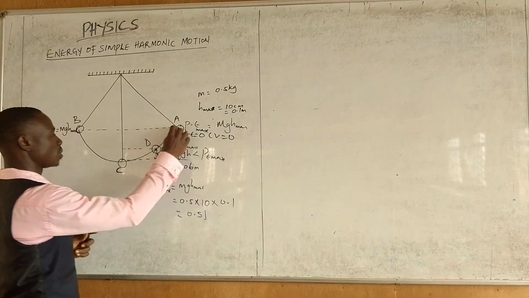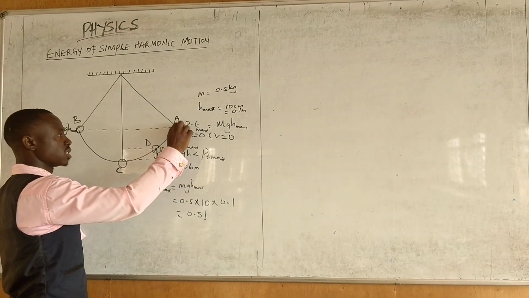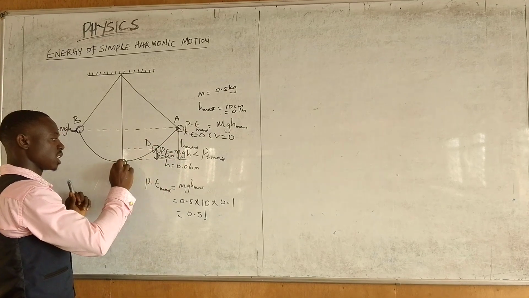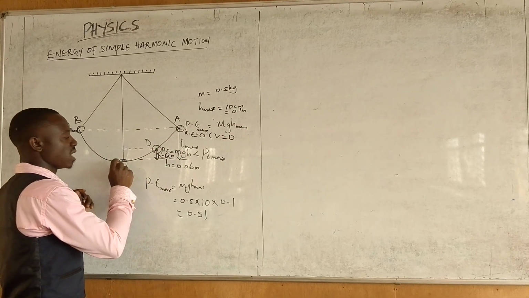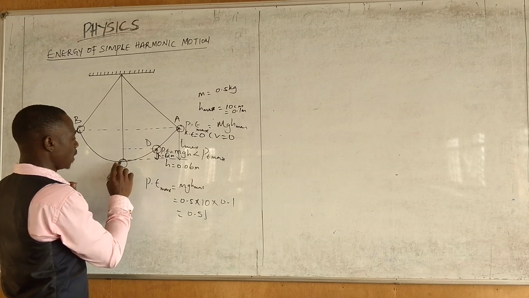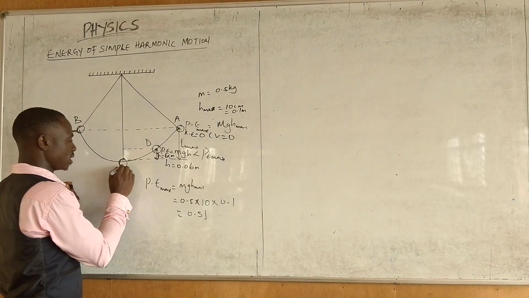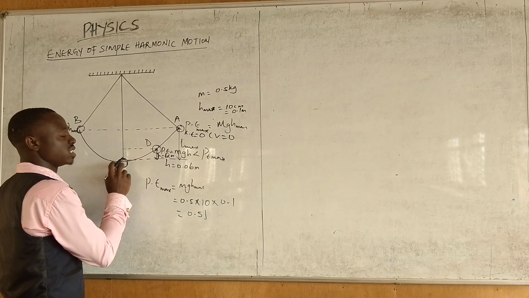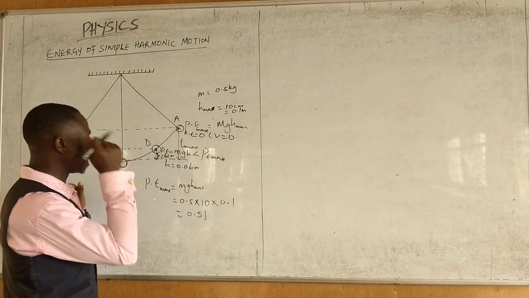But as the object is coming down, what happens? Velocity is now increasing. So from 0, it begins to rise until it gets to the center, where it becomes maximum. So at the center here, what do you think the energy is going to be? Total energy is still the same thing. But let me continue my proof.